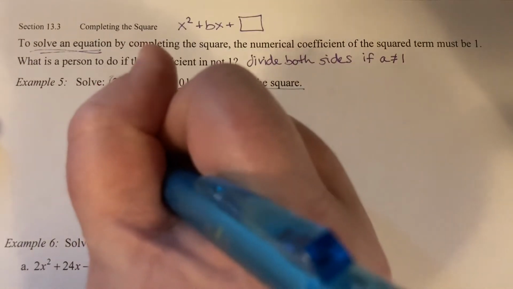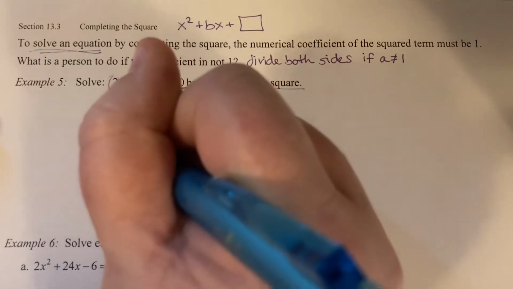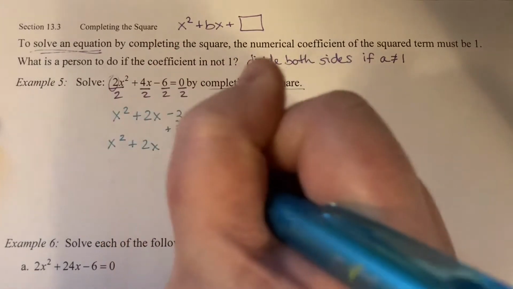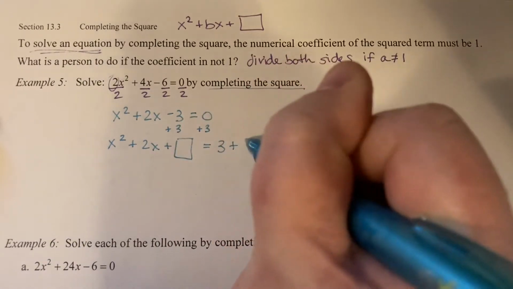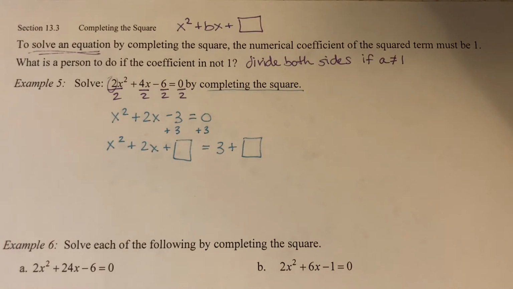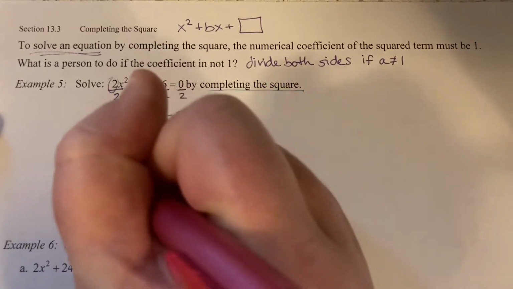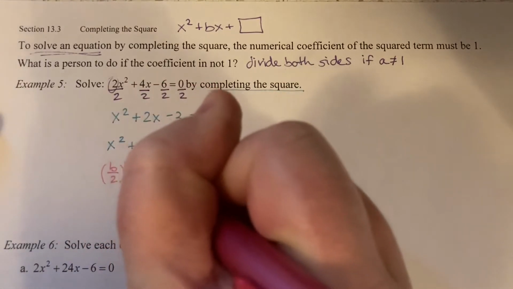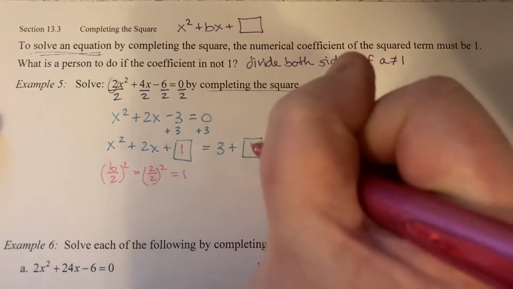So we're gonna move the 3 to the other side, add 3 to both sides. So it becomes x squared plus 2x plus something equals 3 plus something. I'm gonna add some number to both sides to complete the square. And what that number is, always, is b divided by 2 quantity squared. So that's 2 over 2 squared, which is just 1 squared, which is 1.